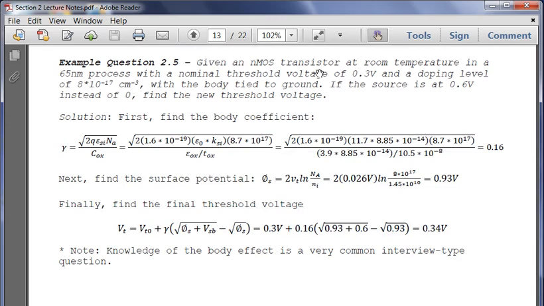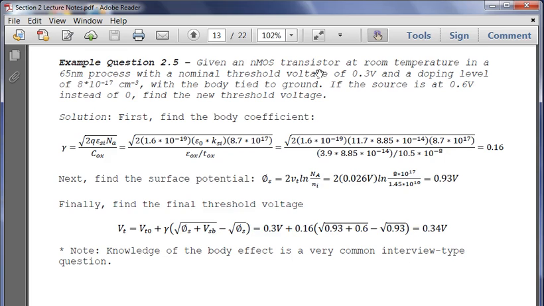For example question, we are given an NMOS transistor at room temperature in a 65 nanometer process with a nominal threshold voltage of 0.3 volts and a doping level of 8 times 10 to the 17 per centimeters cubed, with the body tied to ground. If the source is at 0.6 volts instead of 0, find the new threshold voltage. So we have this instance where, for some reason, instead of the ground being at 0, the source is increased to 0.6 volts. So you want to see how much this impacts our threshold voltage.